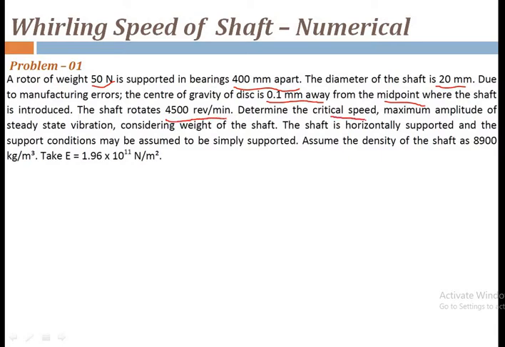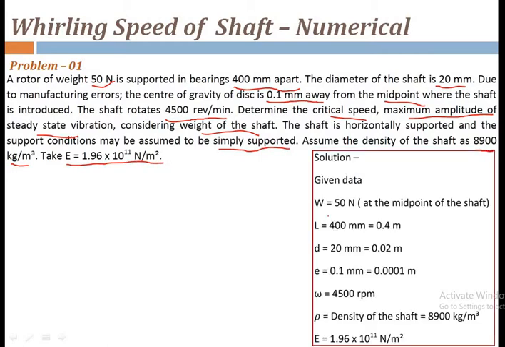Determine critical speed, maximum amplitude of steady state vibration considering weight of the shaft. The shaft is horizontal, supported, and support condition may be assumed to be simple supported. Assume the density of the shaft as 8900 kg per meter cube. Take Young modulus 1.96 10 raised to 11 Newton per meter square.